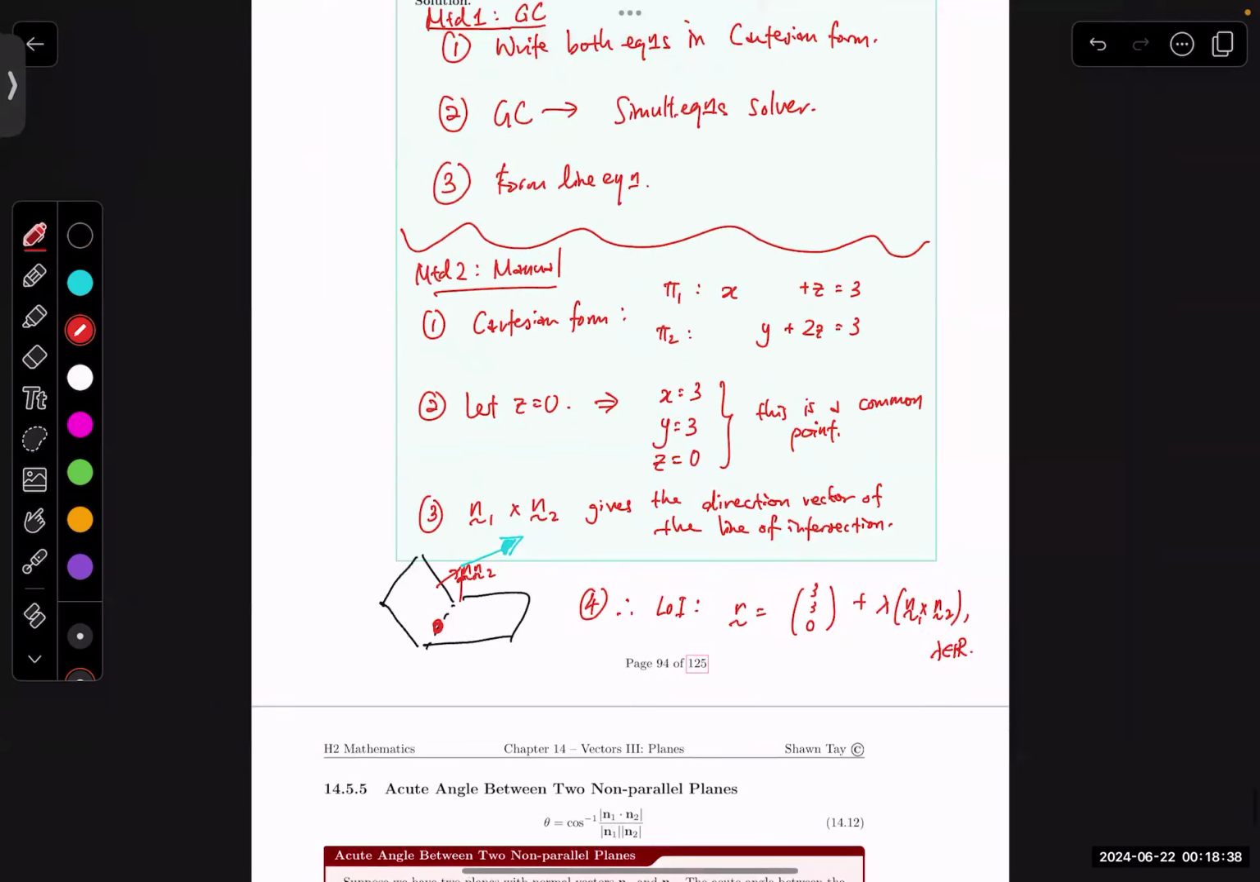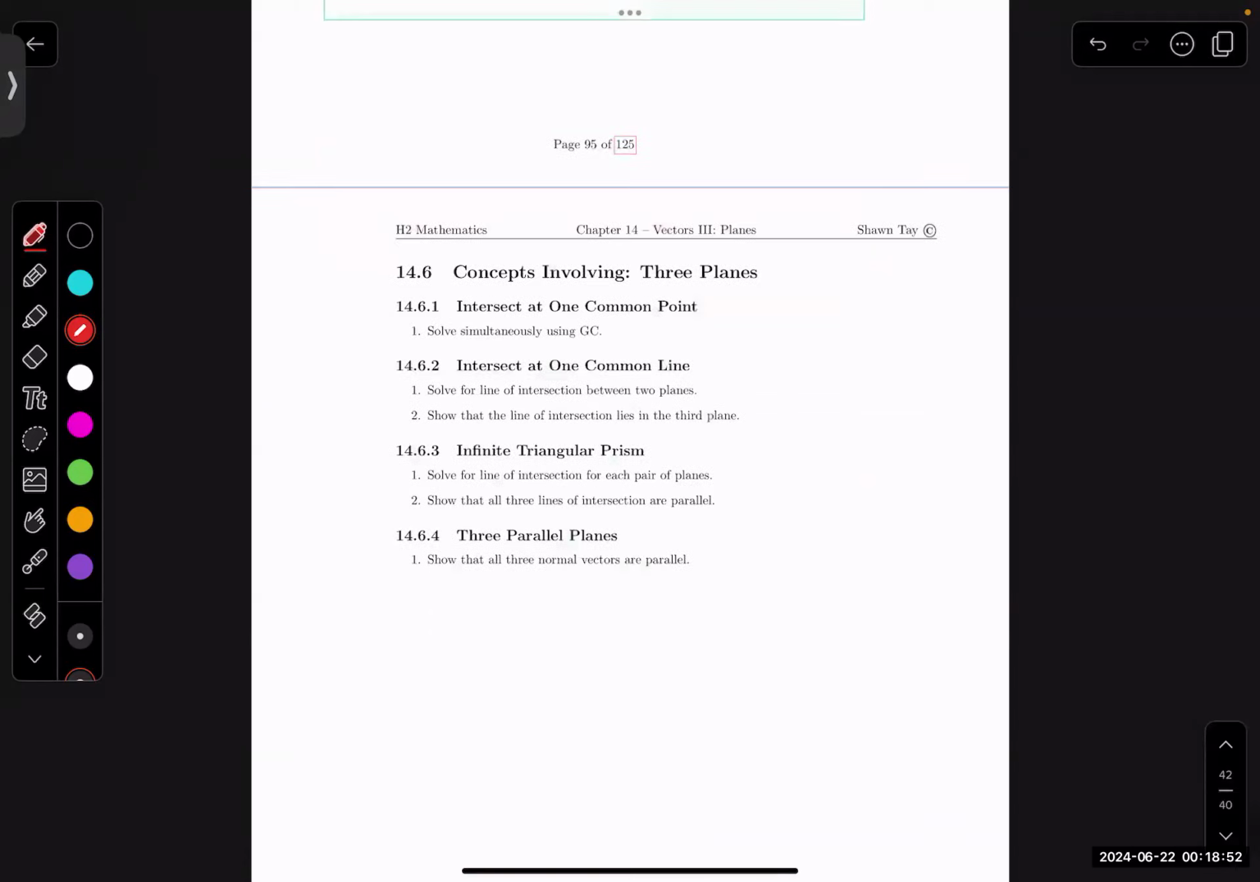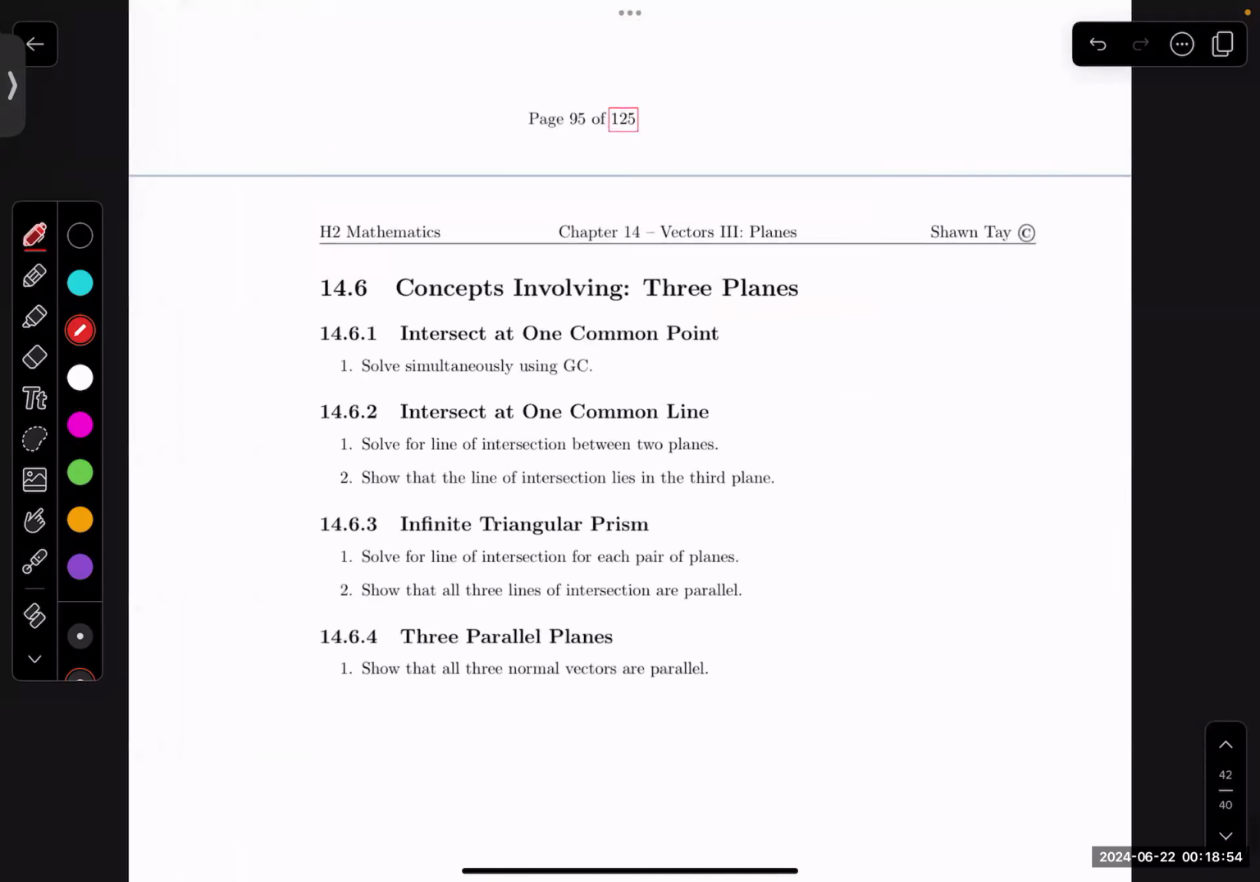Next one, acute angle. We have covered this before, so refer to previous parts. All right, now finally, the last page.